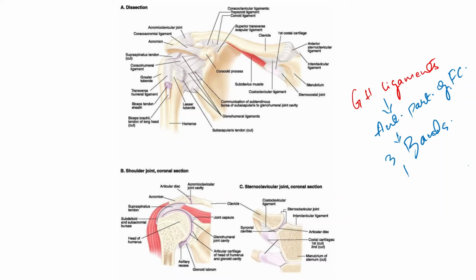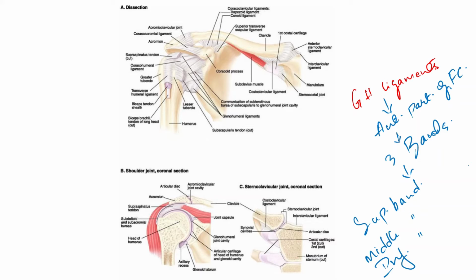So these 3 fibrous bands are the superior band, the middle band, and the inferior band. These are the 3 fibrous bands which make up the glenohumeral ligaments in total.